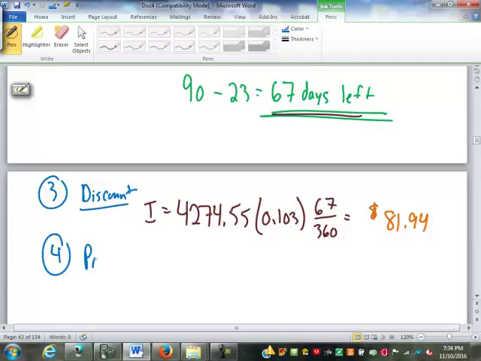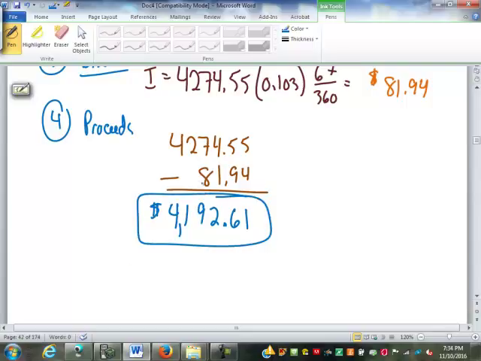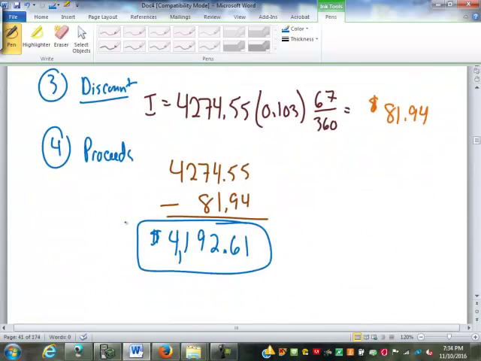So step 4, find the proceeds, which is the 4,274.55, minus the 81.94. $4,192.61 is the proceeds. So that's what Steve gets from the bank.